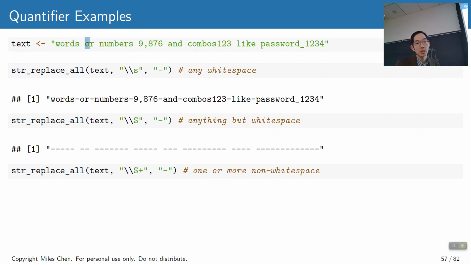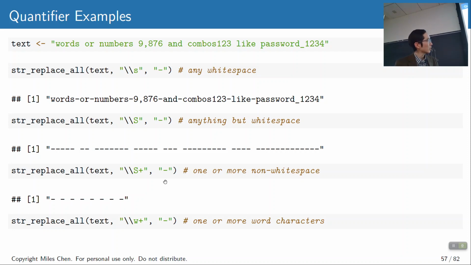It's going to do the same thing. It's going to replace OR because OR matches this pattern of one or more non-white space characters, and it's going to replace that with a dash. Same thing with the entire NUMBERS. All of that matches this. Same with 9876. And so what we're going to end up getting is a single dash for basically every word here.